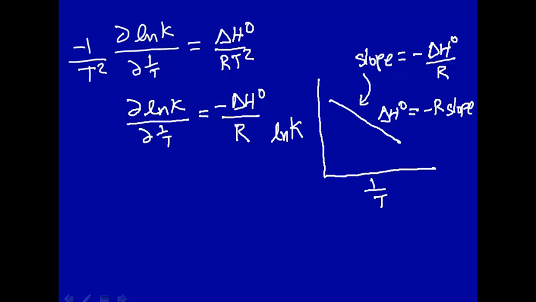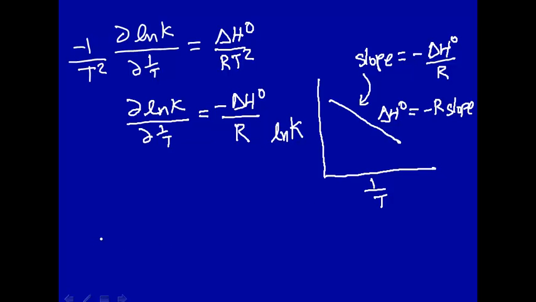So there's a way to get a standard enthalpy change for some reaction. Just measure the equilibrium constant for the reaction as a function of temperature and plot log equilibrium constant versus 1 over temperature. The slope, multiplied by minus R, will give you the standard enthalpy change. Alright, so notice that this is the slope at any particular temperature.